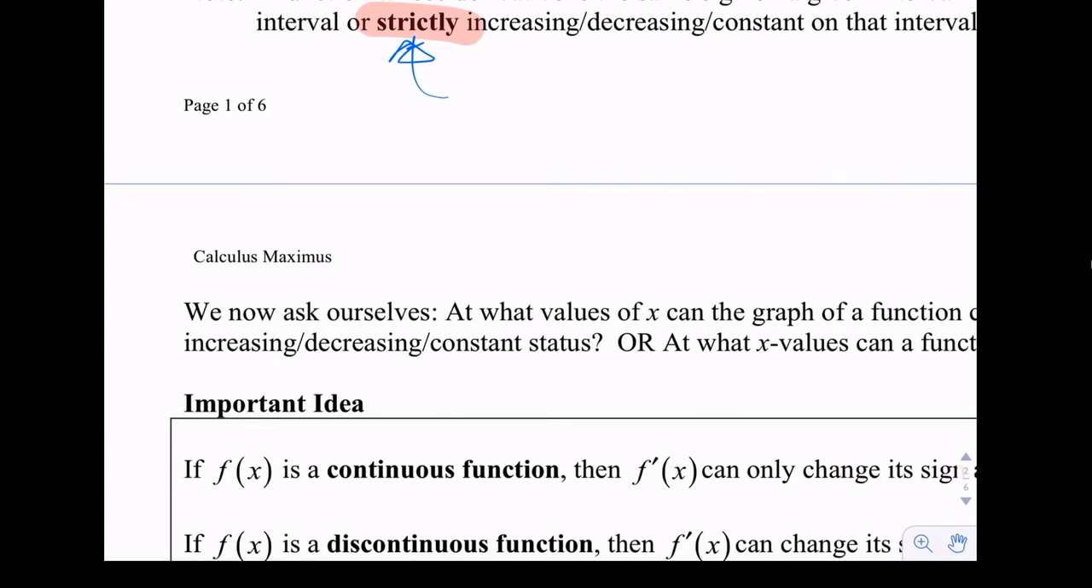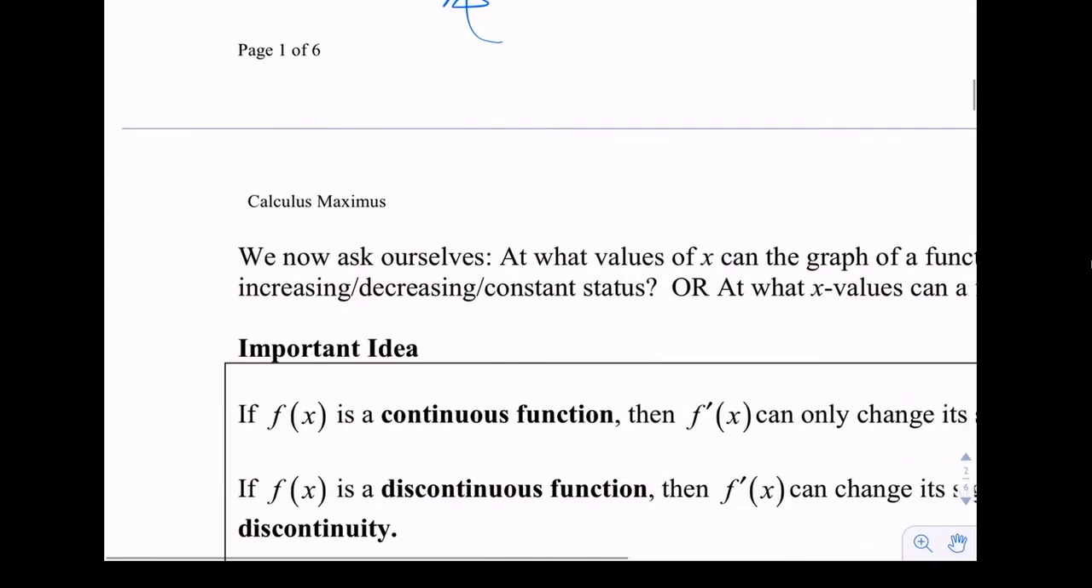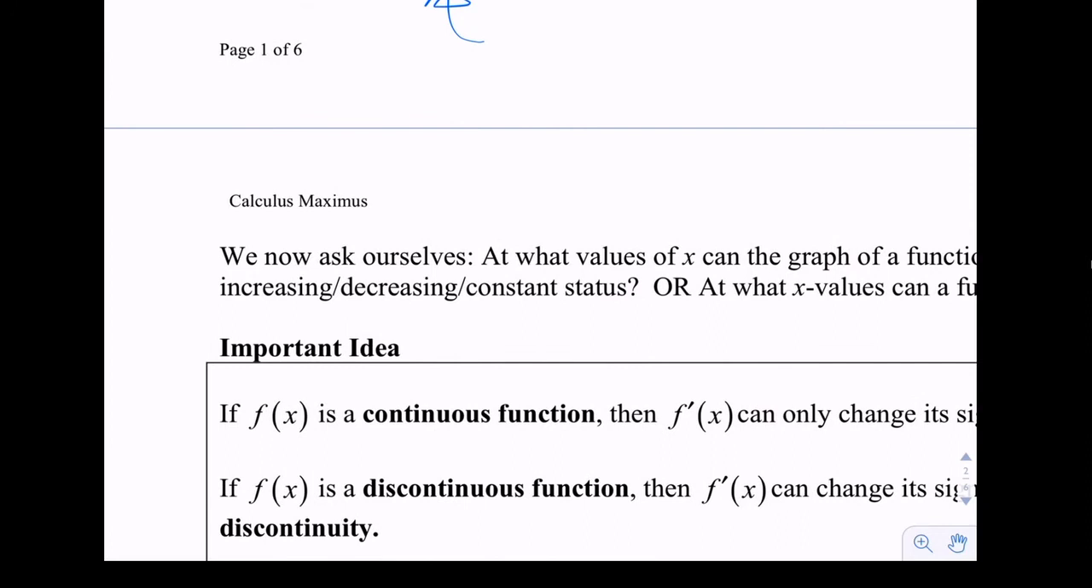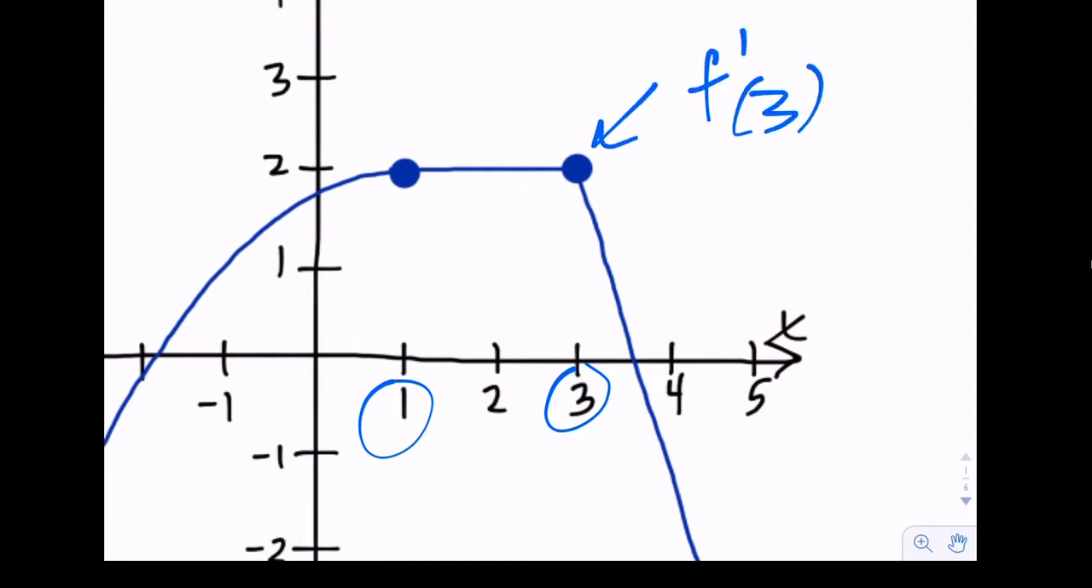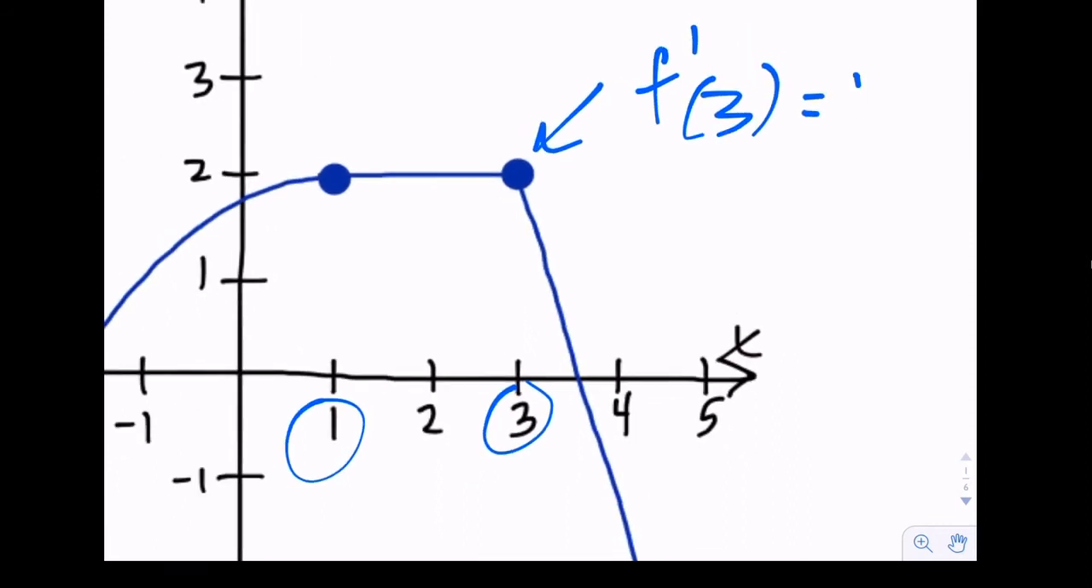We now ask ourselves at what values of x can a graph of a function change its increasing, decreasing status? Where can a function change from increasing to decreasing or decreasing to increasing? Any ideas? Well, let's come up here. This changed at x equals 1 and at x equals 3. Are those special values? Yeah, what are those values? They're critical values, right? Because the function is defined, but the derivative there is what? Is it 0? It doesn't exist. It's a sharp turn.